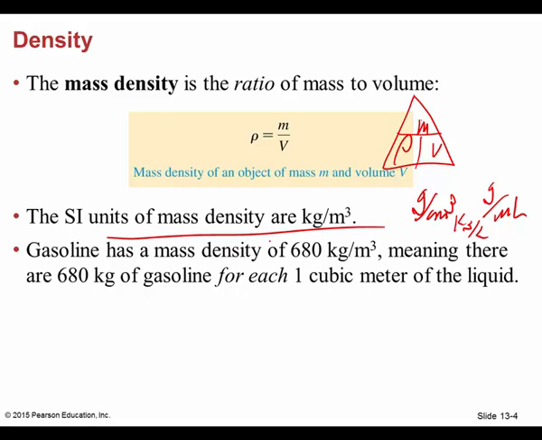And here they give you an example of some densities that talk about gasoline. And of course that means that there's 680 kilograms of gasoline for every cubic meter of liquid gasoline. Water has a density of 1,000 kilograms per cubic meter. Now you can see why gas will float on top of water. It's about half the density of water.